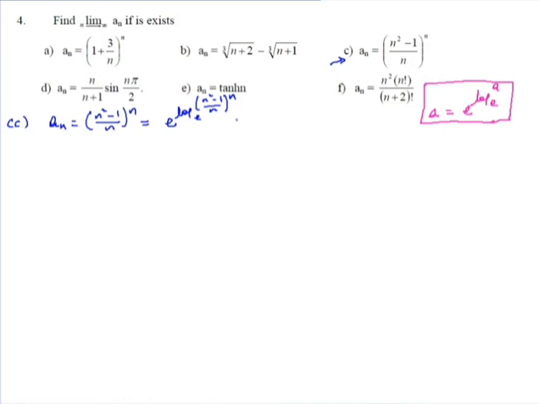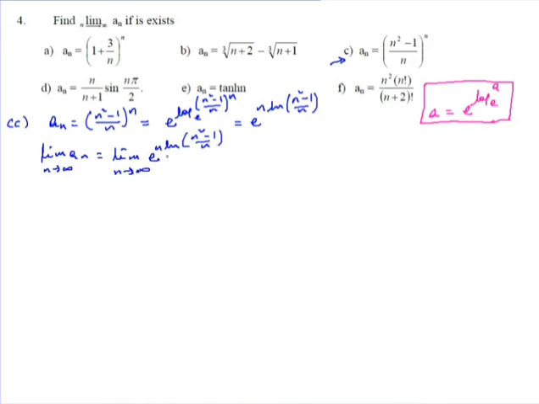Still this can be written as ይሄ እንዴት ሊጻፍ ይችላል? e the power of n times ln of n square minus 1 over n ብለን መጻፍ እንችላለን. So የሎጋሪዝም ፕሮፐርቲ እንጠቀማለን ማለት ነው. So the limit of an as n approaches to infinity is the same as the limit of e the power of n ln of n square minus 1 over n as n approaches to infinity.